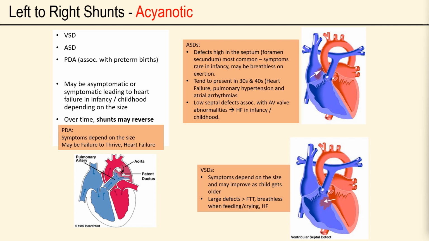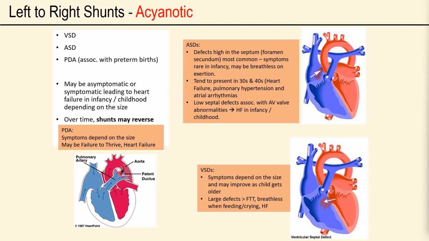Holes high in the septum, or the foramen secundum, tend to present a little later in life and may be missed in infancy. This is because the individual experiences heart failure or pulmonary hypertension, and atrial arrhythmias due to the excessive strain put on the atria throughout life. Low septal defects towards the inferior aspect of the atrial septum are associated with atrioventricular anomalies, which present as heart failure in infancy and early childhood.